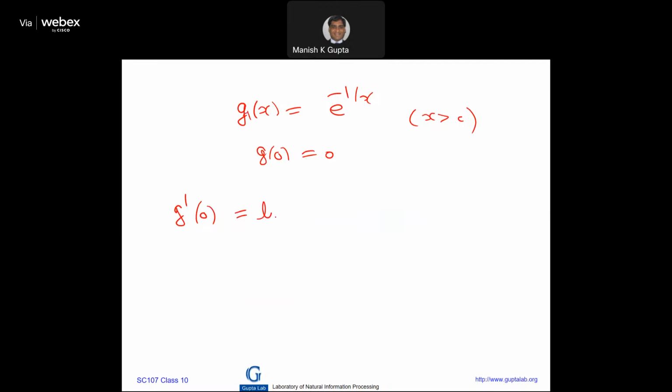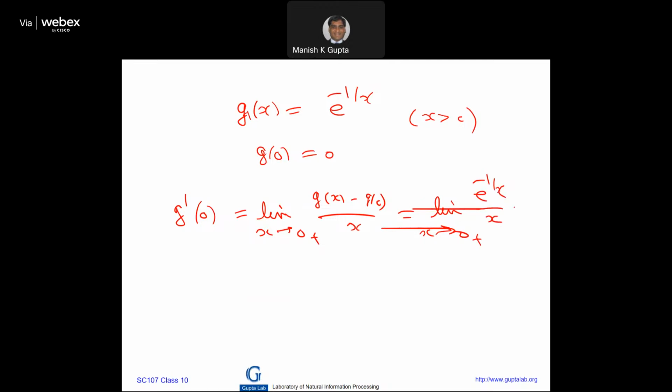this will be limit x tends towards 0, g of x minus g of 0 divided by x, which turns out to be limit x tends towards 0, suppose we are computing from the right, e raised to power minus 1 by x divided by x, and this turns out to be 0. Okay, so these are some interesting things about limit. So this is also a very interesting function. You need to compute the Taylor series.